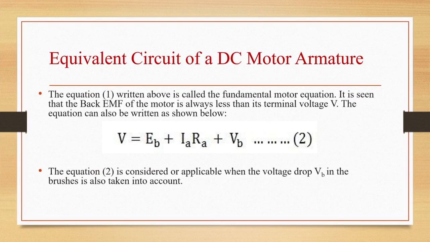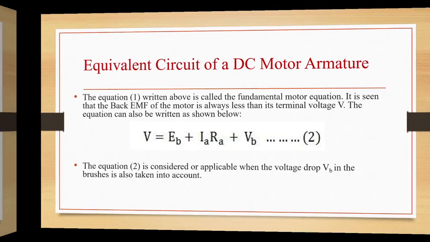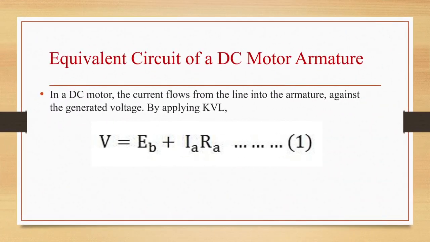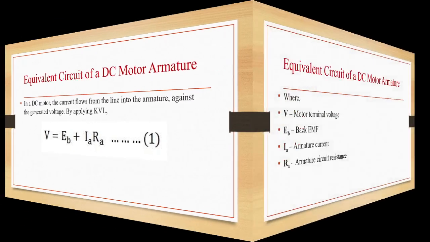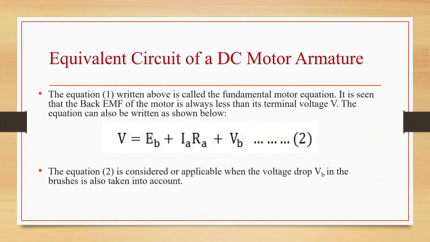Equation 1, that is V is equal to EB plus IARA, is called the fundamental motor equation. And it can be seen that the back EMF of the motor is always less than its terminal voltage V.